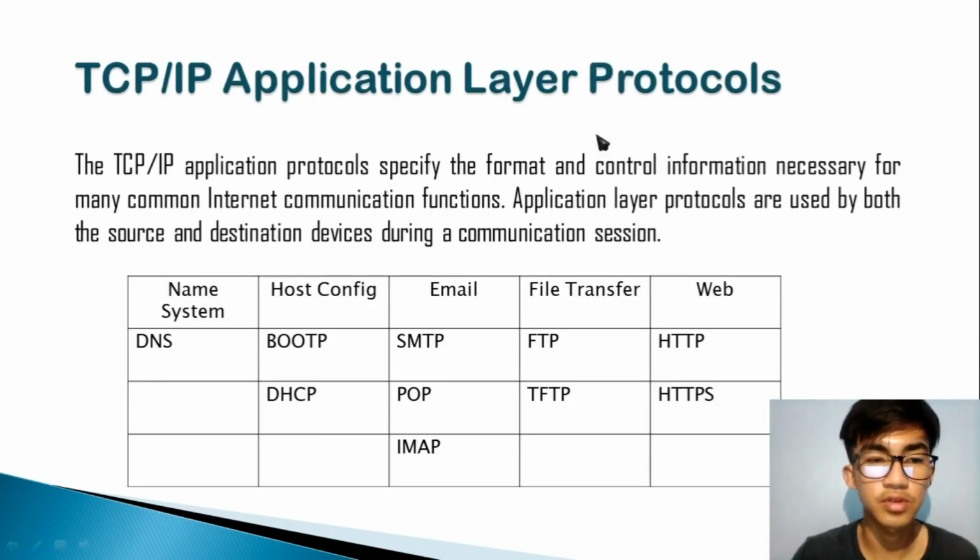TCP/IP application layer protocols. TCP/IP application protocols specify the format and control information necessary for many common internet communication functions. Application layer protocols are used by both the source and destination device during a communication session. The categories are name system, host config, email, file transfer, and the web. The name system is DNS, and DHCP is under host config. SMTP, POP, and IMAP are under email. FTP and TFTP are under file transfer. HTTP and HTTPS are under the web.